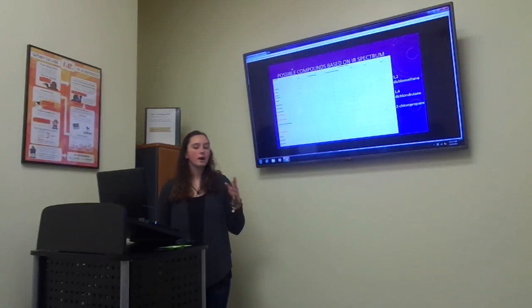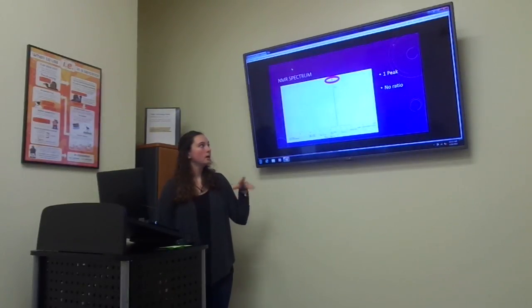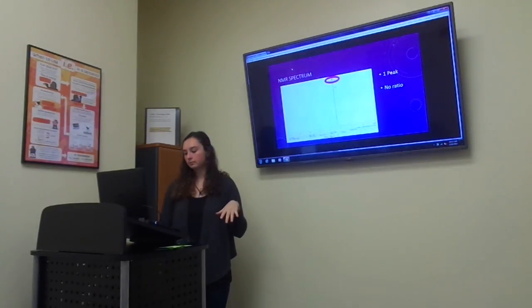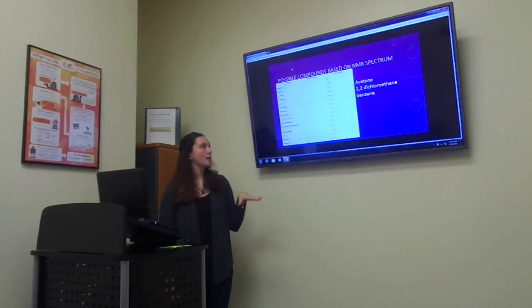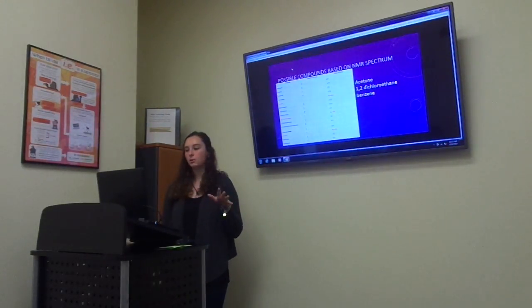So to further figure out what our unknown compound is, we use our nuclear magnetic resonance spectrum, which after putting the compound in the machine, gives us this graph, which you can see that there's 1 peak and no ratio. So these are the possible combinations based on our spectrum. They're highlighted in red, so we could have acetone, 1,2-dichloroethane, or benzene.